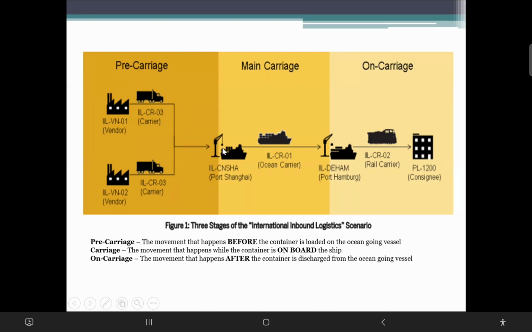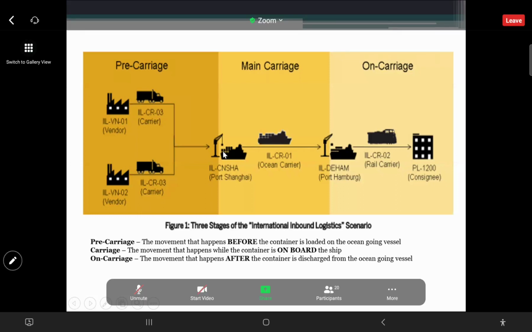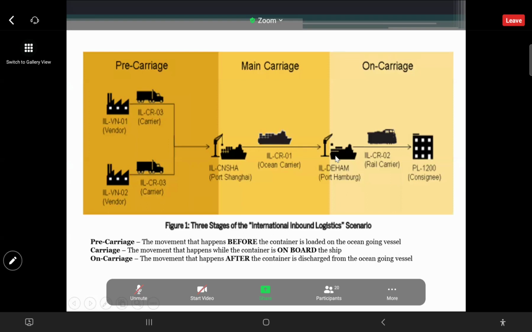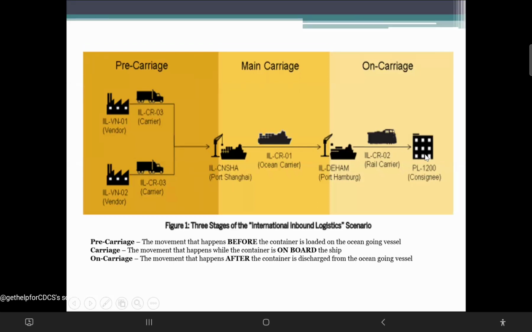Okay. And once the goods are loaded, the main journey is called main carriage. Whatever transportation and expenses fall from this point to this point are called main carriage. And once they are unloaded, whatever transportation and logistical activities happen from this point to the applicant's, buyer's or importer's place are termed on carriage.